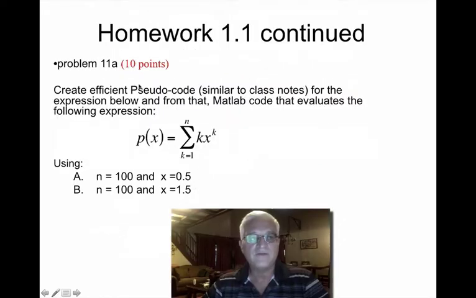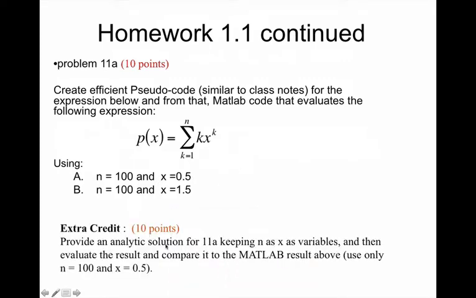On problem 11a, we're going to do almost exactly the same thing, starting with pseudocode. We have a polynomial of degree n, and we are going to evaluate that using two sets of parameters, both of which force it to be a polynomial of degree 100. The only difference between part A and part B is to use x equals 0.5 and x equals 1.5 between those two methods.